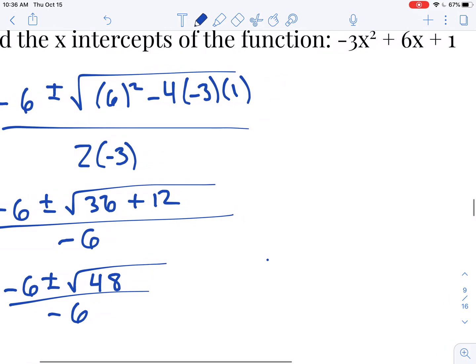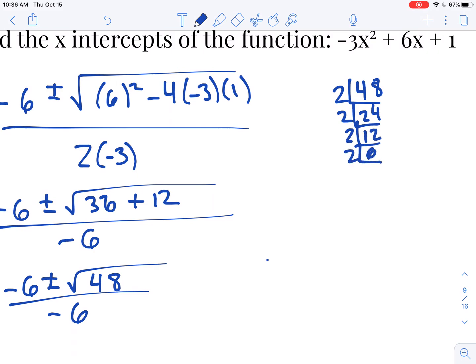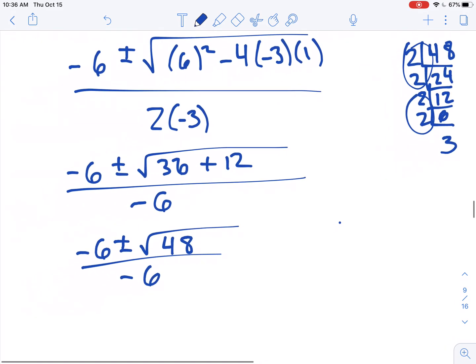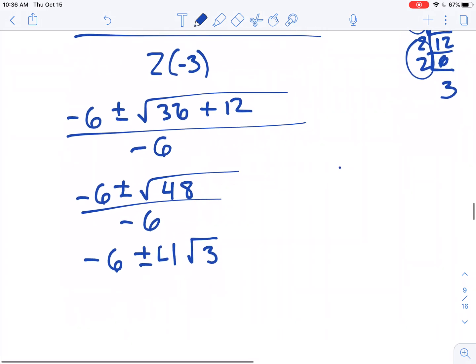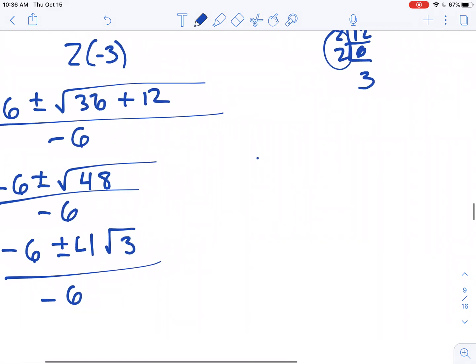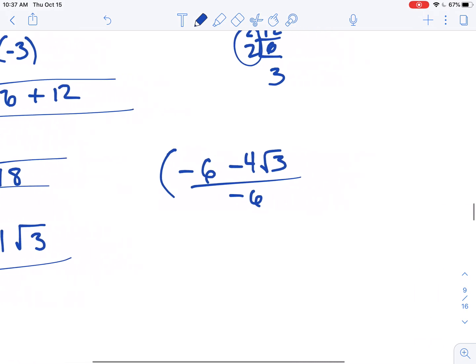I'll do a prime factorization of 48. I can take 4 out, so I get negative 6 plus or minus 4 times the square root of 3 all over negative 6. So that means my x-intercepts are going to fall at two places, negative 6 minus 4 times the square root of 3 over negative 6, and negative 6 plus 4 times the square root of 3 all over negative 6.